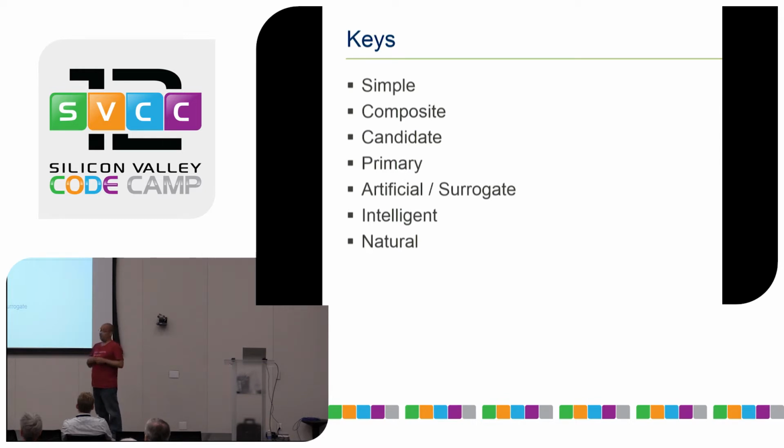An intelligent key, on the other side, is a key that tells us something about the relation. So a country name, a country dialing code, a country internet extension, these are all intelligent keys. They give us information. They are part of the relation. They're not something that we add on top of it. And the last type is a natural key, which is a special case of an intelligent key that we like to think of as something that is inherent and inseparable from the entity that it represents.